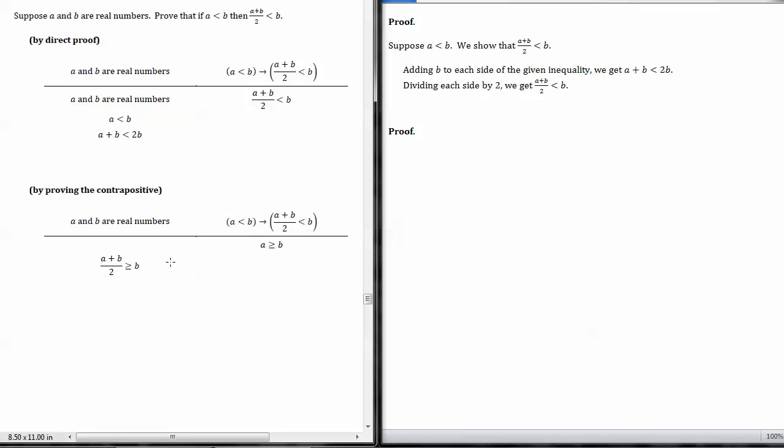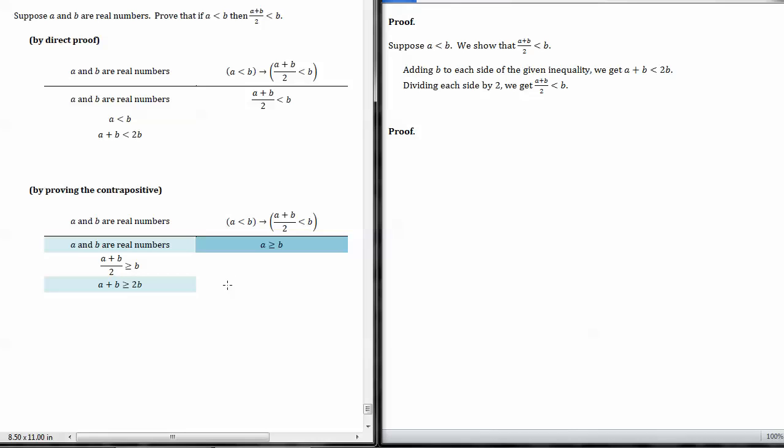And now to get from this inequality to that one, it's sort of doing the backwards direction of what we did for direct proof, right? So the first step is going to be to multiply each side by 2, and then from there we just have to subtract B from each side. Okay, so let's write this proof.